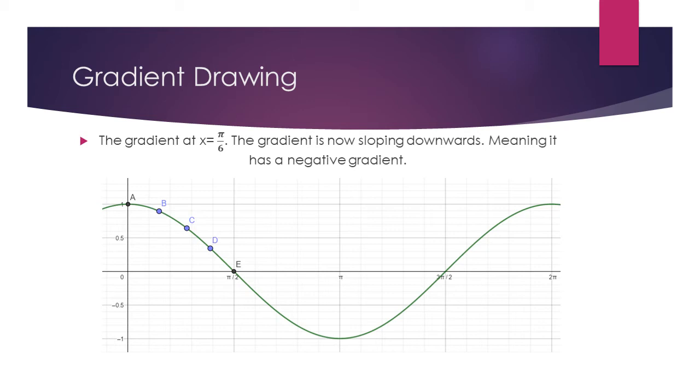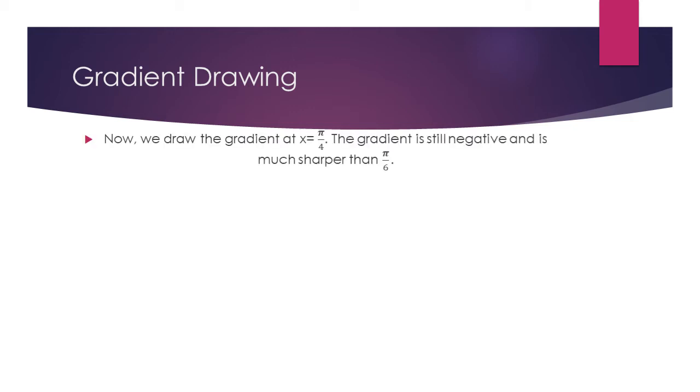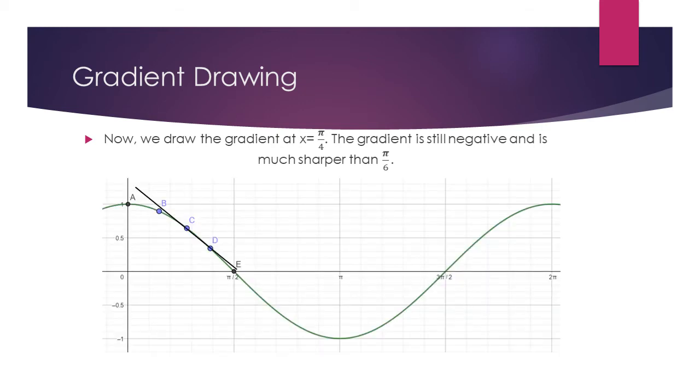This is larger than 0, which means that the gradient is no longer stationary. It's negative now, as you can see here. And as we move on to pi over 4, the value of negative sine pi over 4 is negative square root of 2 over 2, which is larger than negative 1 over 2, my bad. And as you can see, the gradient is more negative and thus sharper.